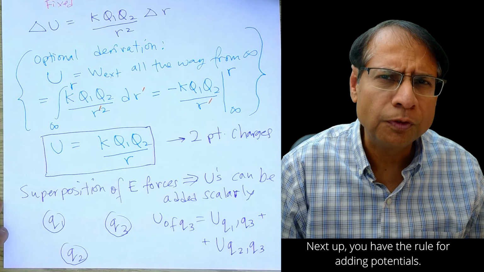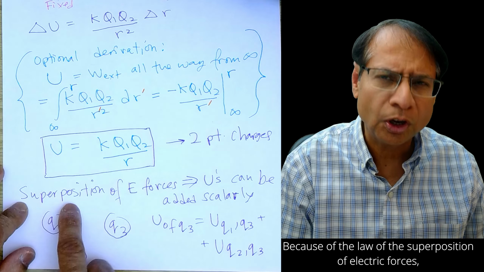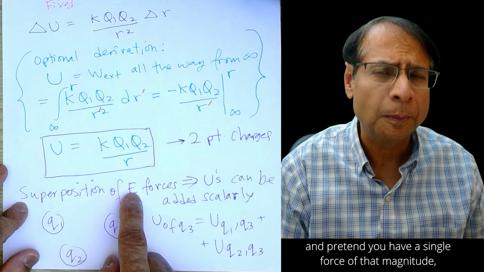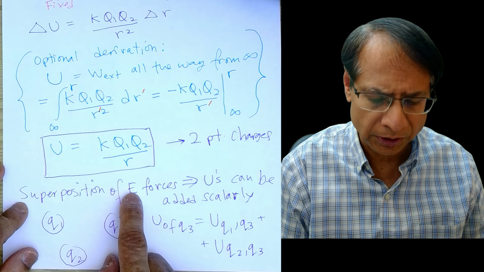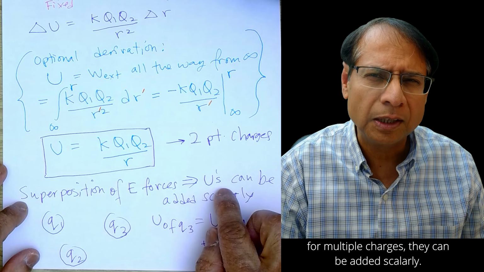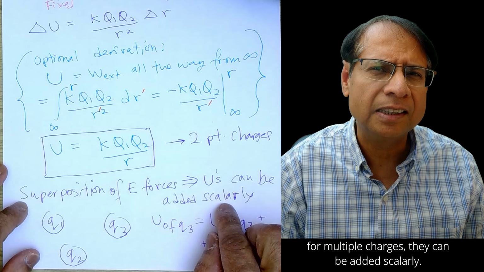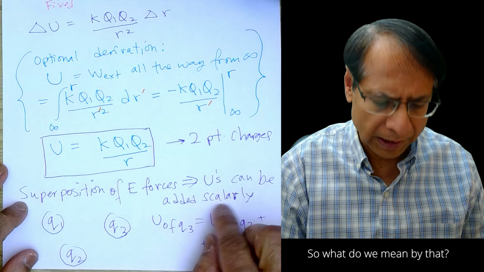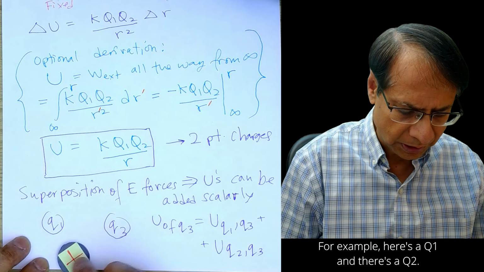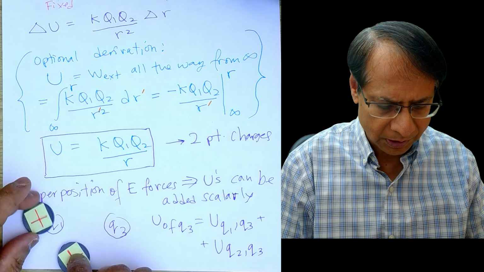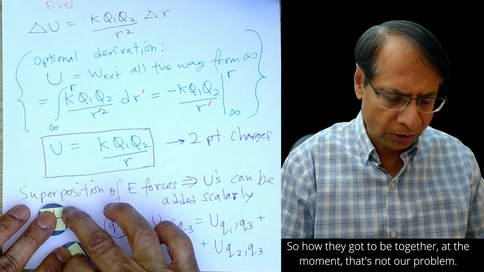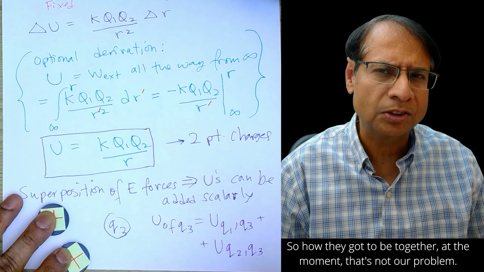Next up, you have the rule for adding potentials. Because of the law of the superposition of electric forces, the fact that you can add the electric forces together and pretend you have a single force of that magnitude, this leads to the result that the potential energies for multiple charges can be added scalarly. So what do we mean by that? Let's say you have two charges, Q1 and Q2, and these are fixed. So for example, here's a Q1 and there's a Q2. They're pushing each other away, but let's hold them in place. How they got to be together at the moment, that's not our problem.